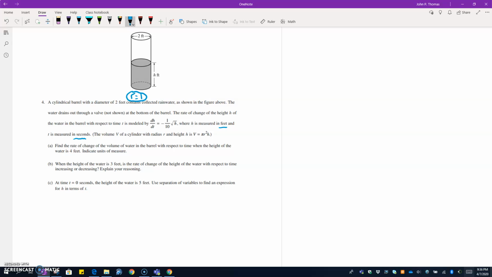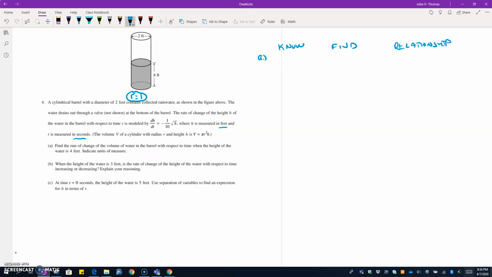So part A says find the rate of change of the volume of water in the barrel with respect to the time when the height of the water is 4. This one is kind of screaming related rates at us. So in A, I'm going to go to my know, find, relationship strategy that we did in the related rates section.